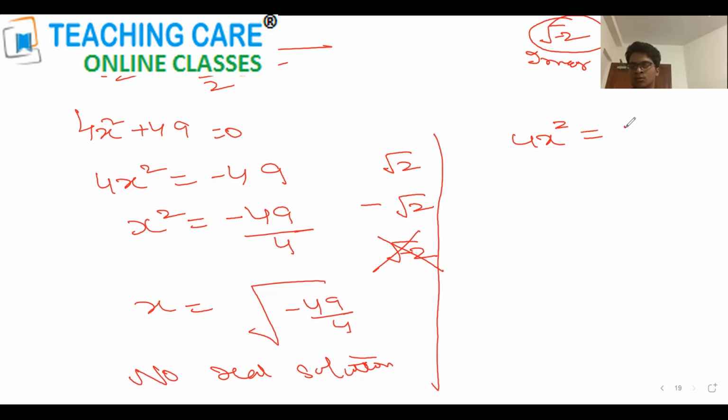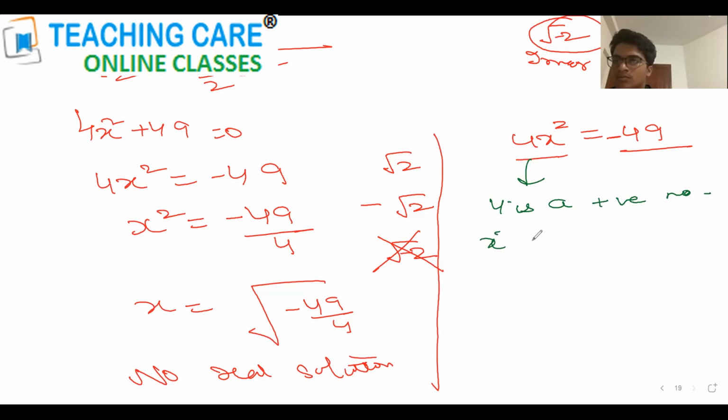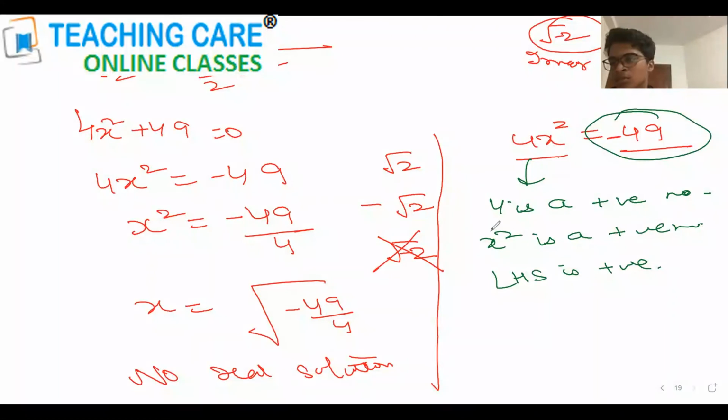If I'm taking 49 to that side, it will become 4x square equal to minus 49, correct? Can we say 4 is a positive number? Can we say x square, whatever x is, is positive? Because I told you that the square of any number is positive. So if the whole left-hand side is positive, how can it be equal to something negative, which is the right-hand side? It can't be, right? So that's why there is no real solution.